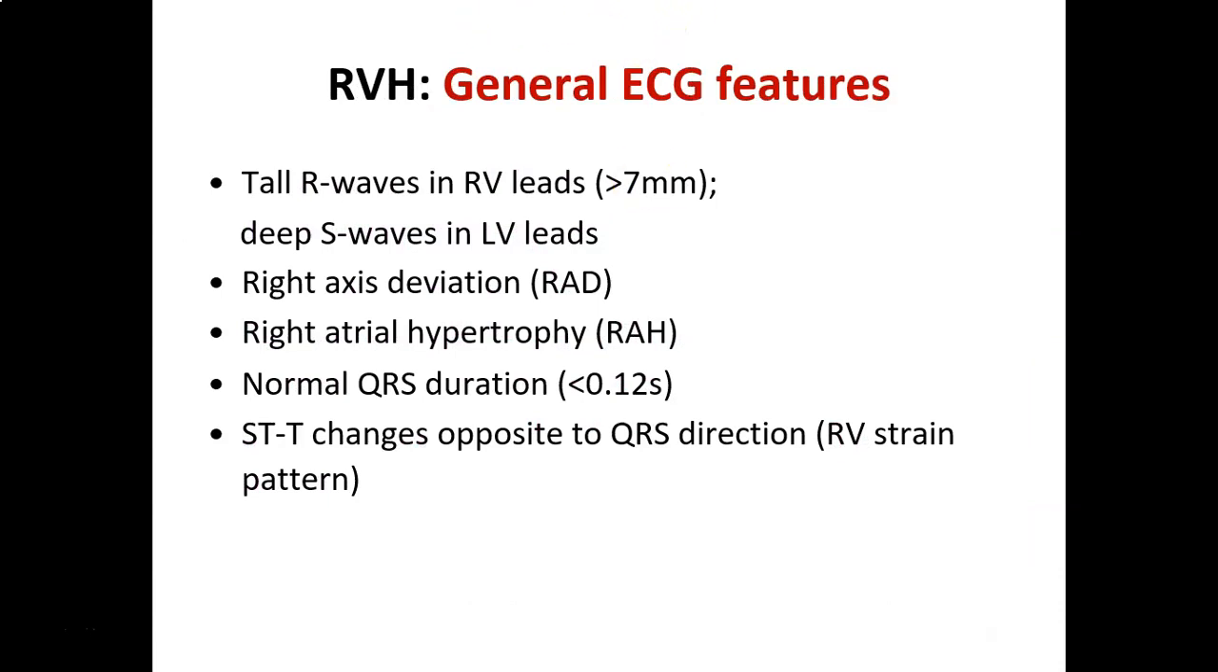The general ECG findings of right ventricular hypertrophy include a tall R wave in the right ventricular leads, that's lead V1 and V2. It's more than 7 mm, and a deep S wave in V5 or V6. Right axis deviation may be seen. Right atrial hypertrophy can be associated with right ventricular hypertrophy, but the QRS complexes are normal. And sometimes ST-T changes opposite to the QRS direction can be seen, which is called the right ventricular strain pattern.